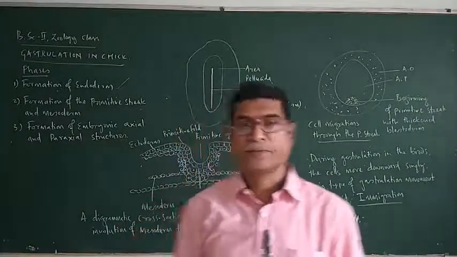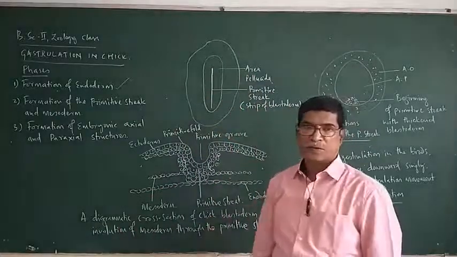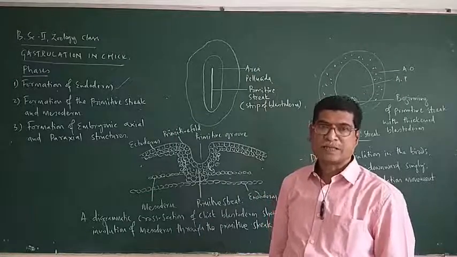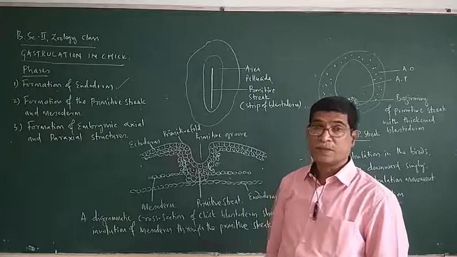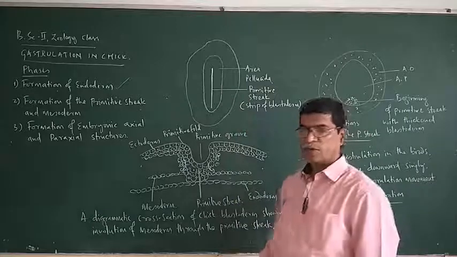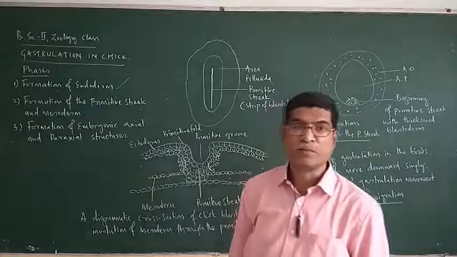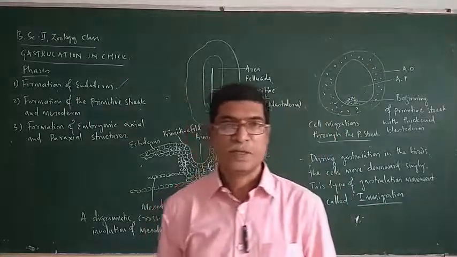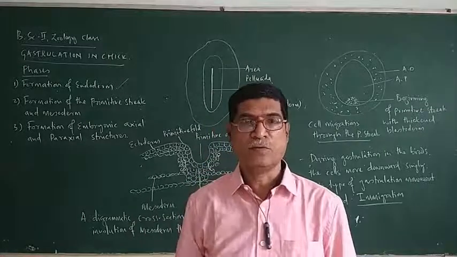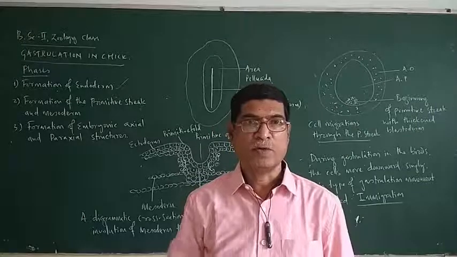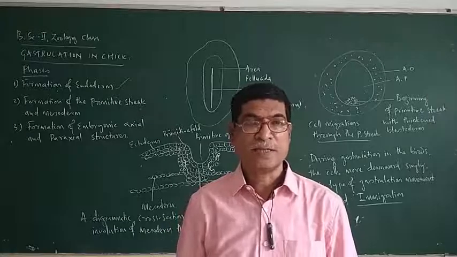So what is primitive streak? Look here, this is the blastodisc where embryo development occurs. I told you when the egg is laid by the hen, the embryo would be in blastula stage. That blastula, when you observe it from the upper surface, looks disc shaped. Therefore, that blastula is called discoblastula.